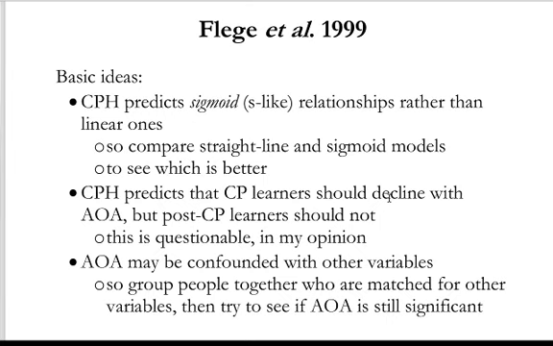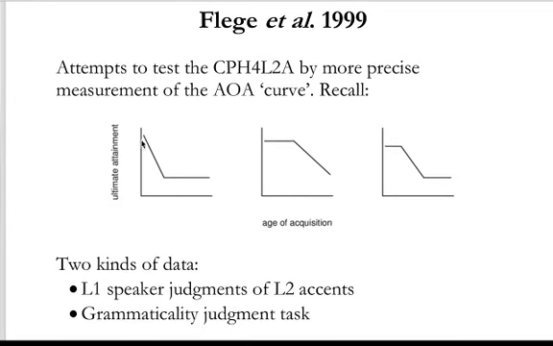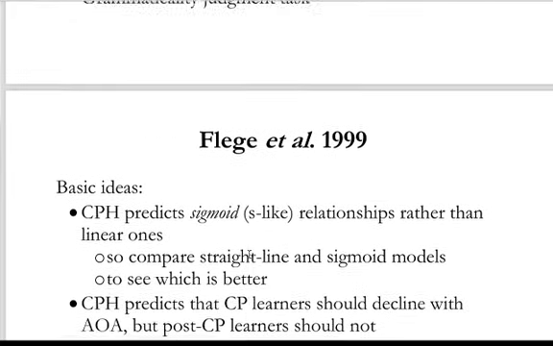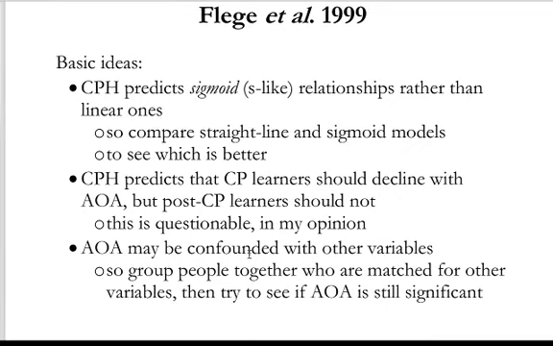A second idea from Flege and colleagues is that the critical period hypothesis predicts that critical period learners should decline with their age of acquisition, but post-critical period learners should not. I'm not sure why that would be the case necessarily. That would basically correspond to this curve as far as I can tell. And yeah, it's not clear to me why they're assuming that. I think you could have a number of other assumptions, but that's what they're going to be looking at.